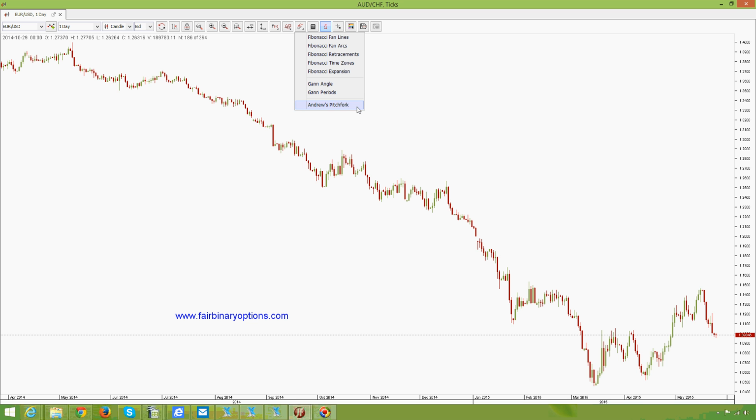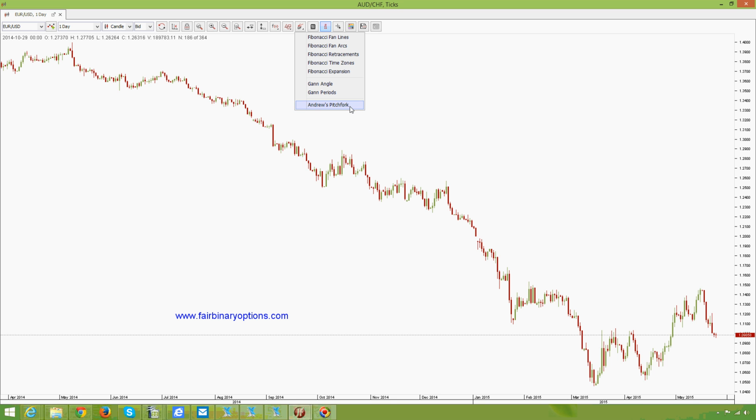Now, the name comes from Dr. Andrews, and if you Google Dr. Andrews pitchfork, you'll have a lot of information regarding the pitchfork, the birth of it, and what it is doing. The main characteristic of a pitchfork is that it forms a channel. So whenever the market is channeling really well with the pitchfork, you've got to know what it means.